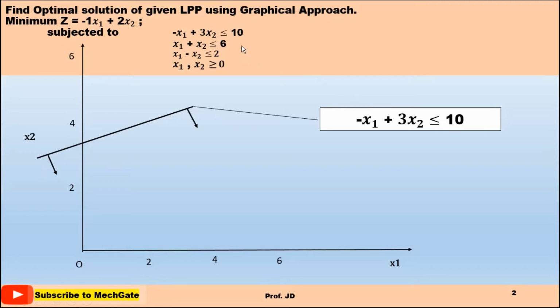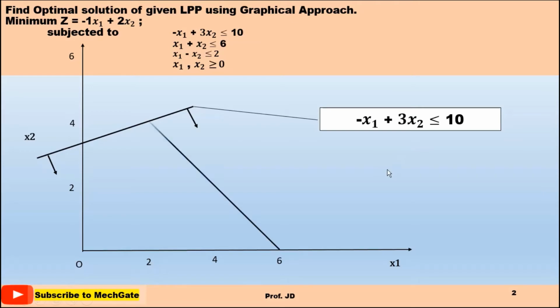Now generally, a less than or equal to type constraint always moves towards the origin. You can confirm it by selecting any random point. Let's say this is my random point 0, 2. Put this point in the constraint: 3 multiplied by 2 is 6, and 6 is less than or equal to 10. So this point is in the feasible region, right? So we should move in this direction. This is our first constraint.